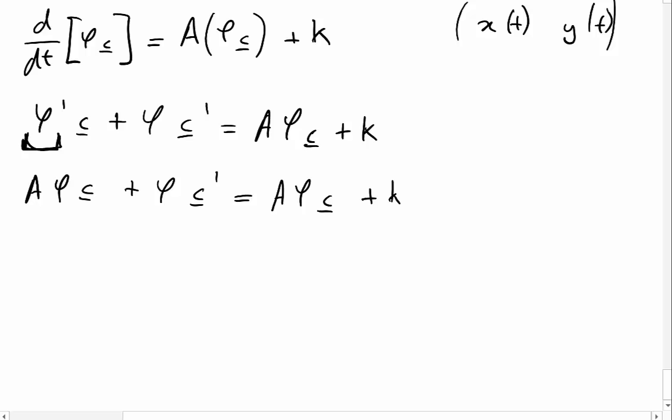Okay, just doing a little bit of algebraic manipulation. Look, I've got an a phi c here and an a phi c here, so that cancels. So effectively, what it boils down to is phi c dash equals k. So phi c dash equals k. All right then.